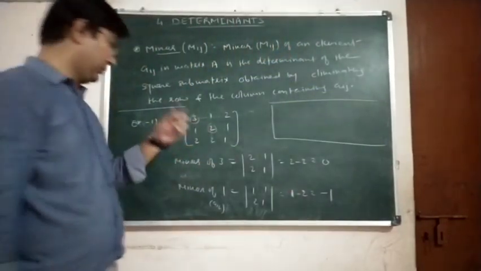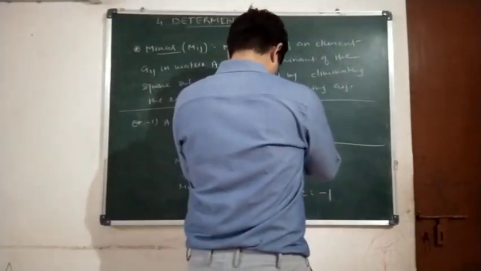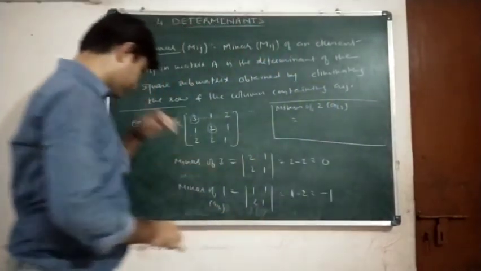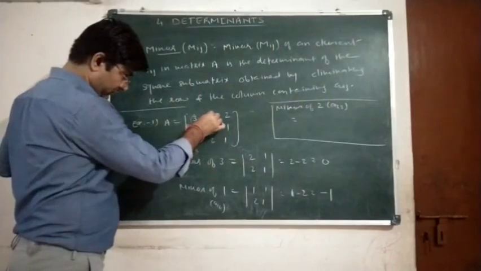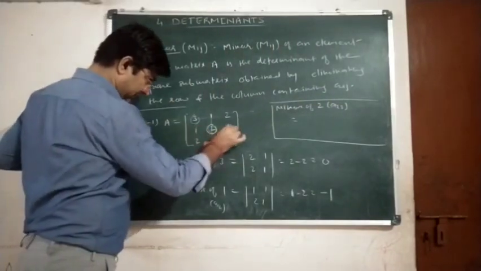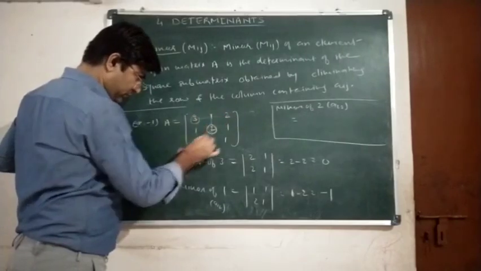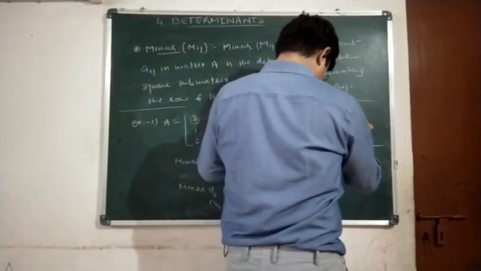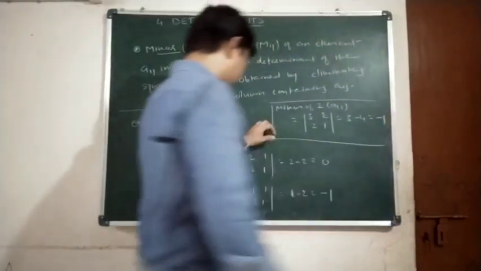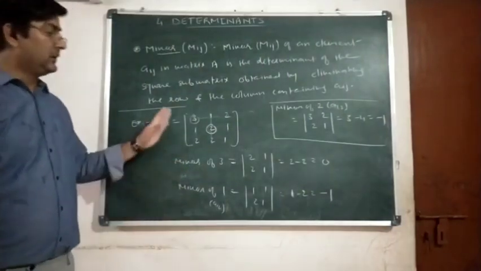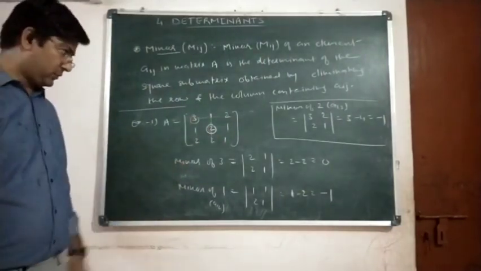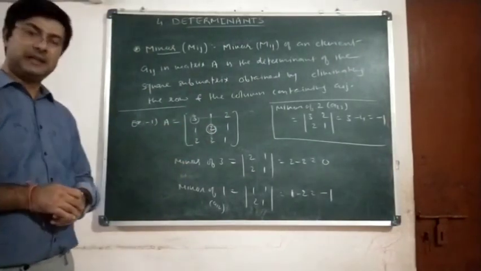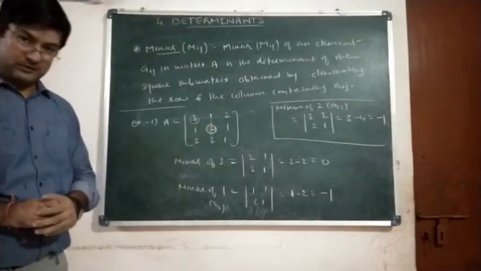This is A22, yes or no? Minor of 2, A22, is equal to, so in order to find the minor of these two, we eliminate the second column and second row, so the determinant obtained is |3 2; 2 1|, which is equal to 3 minus 4, equal to minus 1. So in this way you can calculate the minor for each and every element. We have 9 elements in this matrix, so you can get the minor for each of the 9 elements. Clearly, here I have shown you the minors for 3 elements.